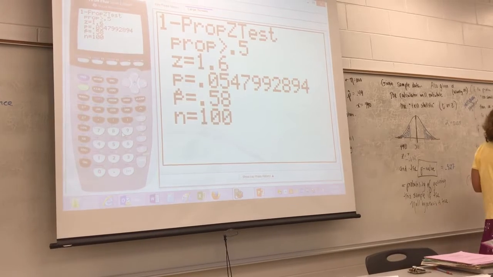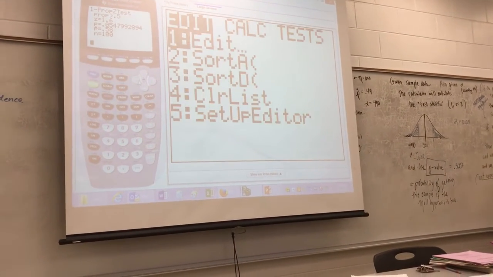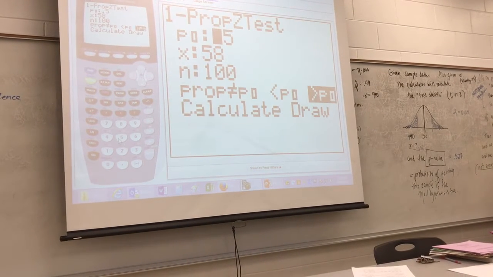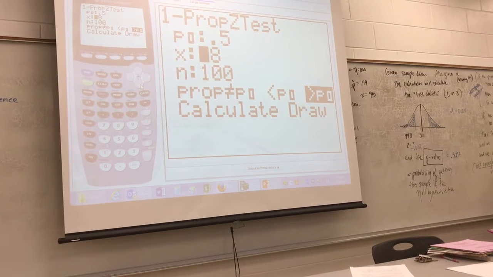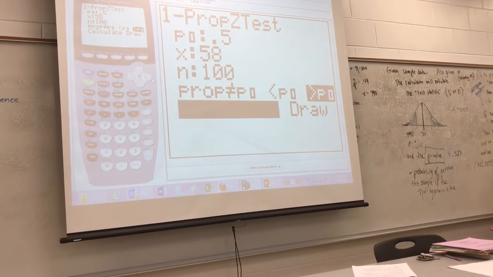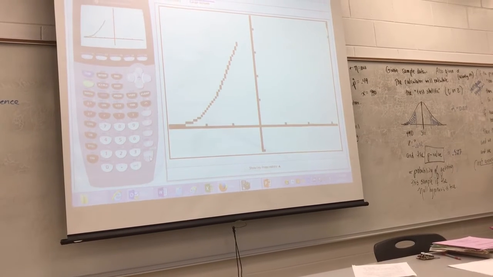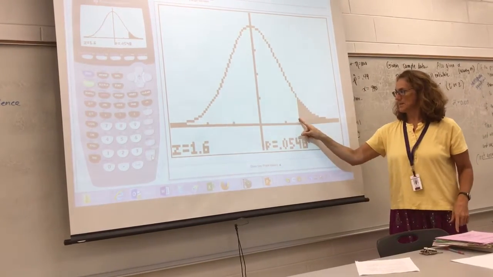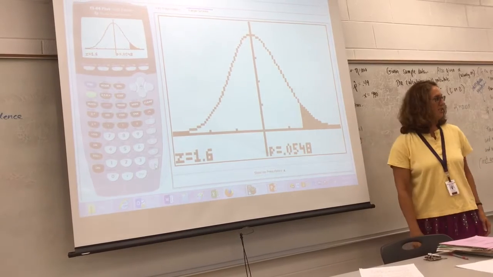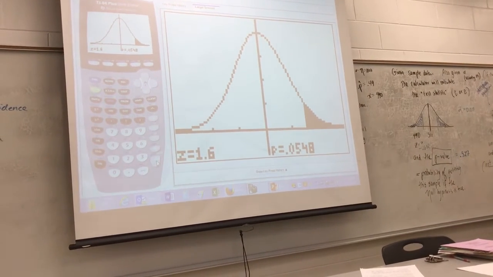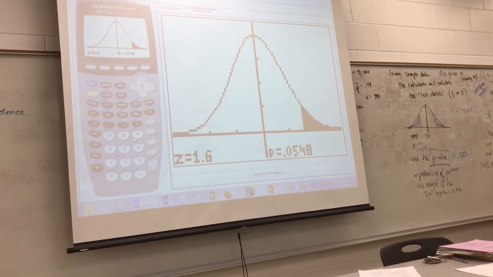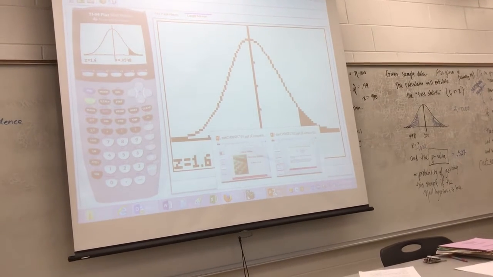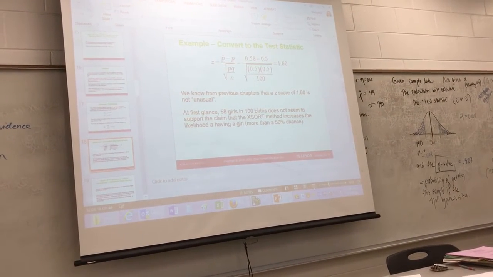Let me show you the draw option. When you go to any of these tests, you have a calculate option and a draw option. If you go down to draw, arrow to the right, and hit draw, it actually draws the sampling distribution and shows the main calculations. The z-score is that position, and the p-value is the area that it shades. That's cool. Hey, that's actually a bell shape. Yep. Very cool. All right, so that's what they're calculating here.